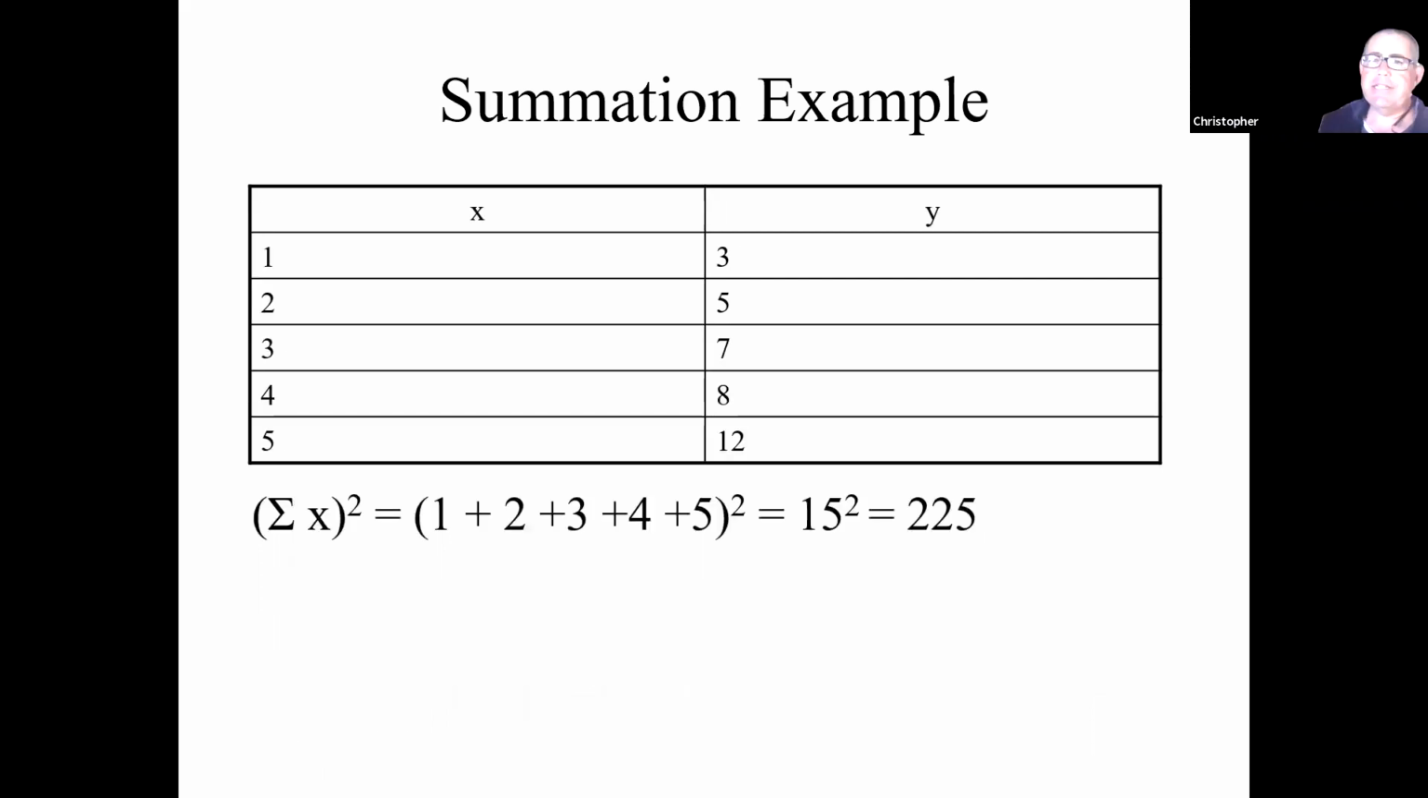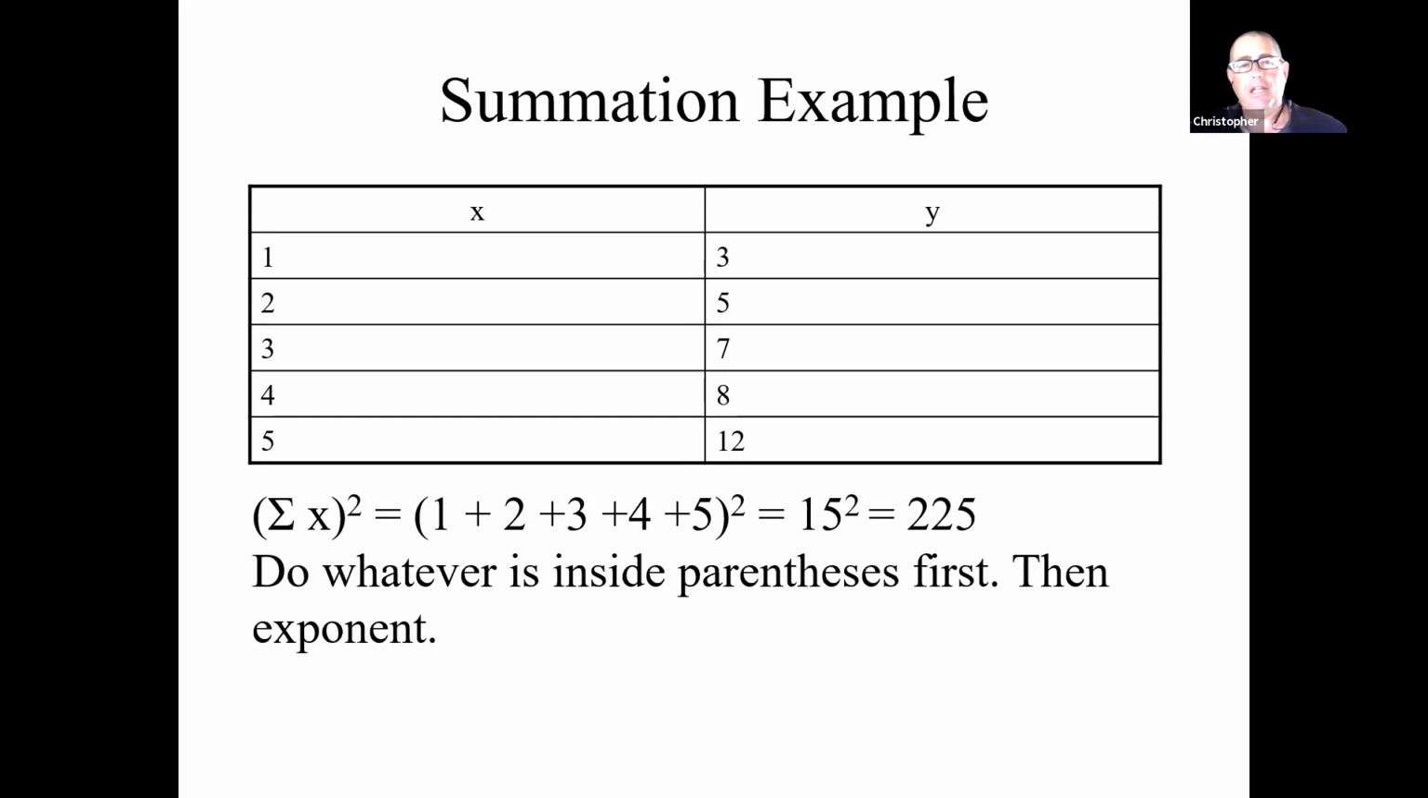Other things we might see, sum of X in parentheses squared. What this would mean is we add the scores up because they're in the parentheses, then we square it. So what's in the parentheses first, and then the exponent. All right, that's it for this section.